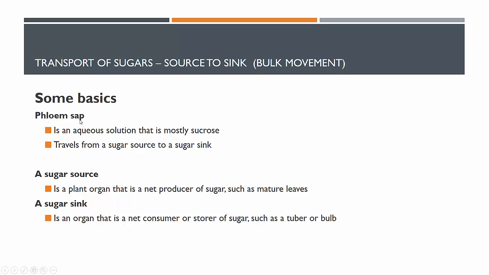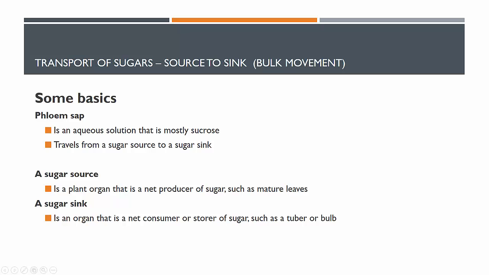So phloem sap is an aqueous solution that is mostly sucrose, and it travels from a sugar source to a sugar sink. Tongue twister. Alright, so a sugar source is any site of photosynthesis, such as mature leaves or even young leaves. But basically, if you are photosynthesizing, you are a sugar source.